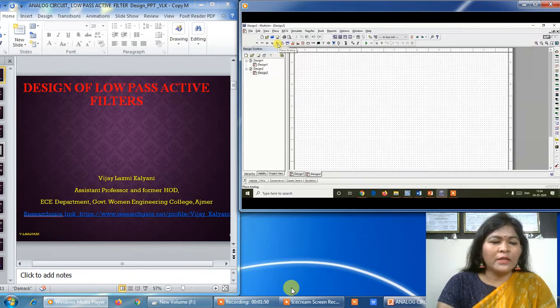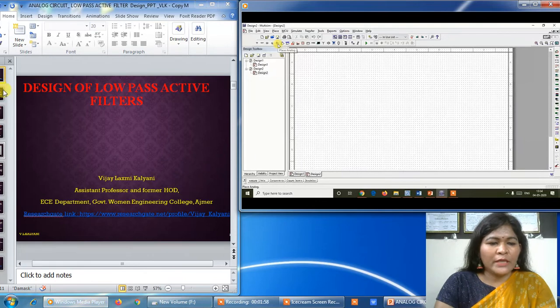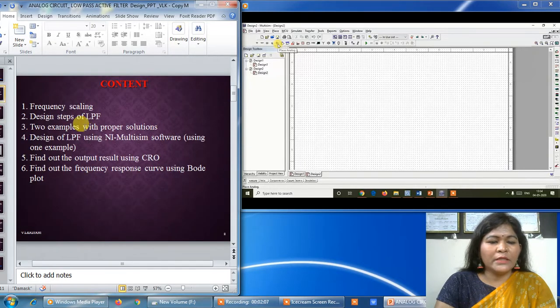To begin, let's construct the circuit for the first order active low pass filter using NI Multisim software. To design this low pass filter, these are the contents: frequency scaling, design steps of low pass filter. In this PPT, we are considering these 6 points. The third one is the two examples with proper solution, design of low pass filter using Multisim software, find out the result using CRO, and find out the frequency response curve using Bode plot.